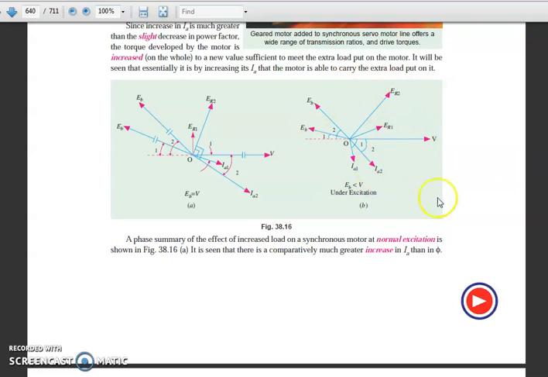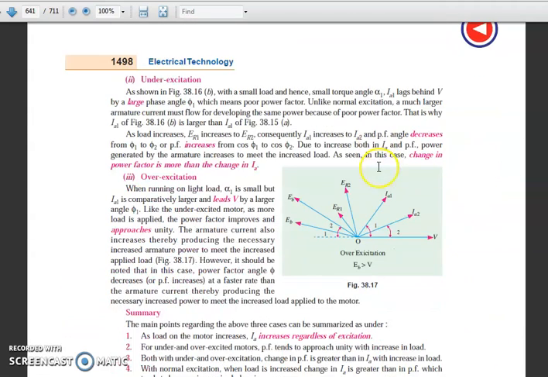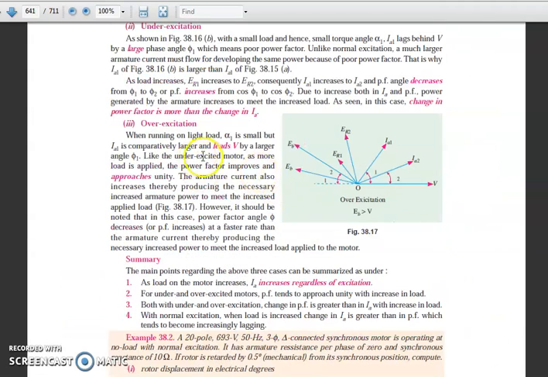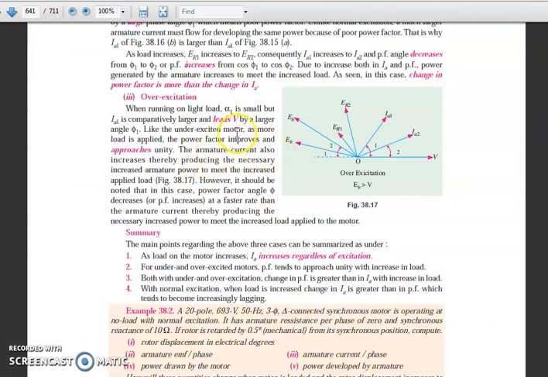So this phasor diagram is related to under excitation. And the third one is over excitation. So in that over excitation case, what will happen? Now EB is greater than V, that means back EMF is greater than V. Initially, suppose I consider IA1, and IA1 is smaller. Okay, so IA1 is smaller because the load is less, and it is leading with the voltage V.